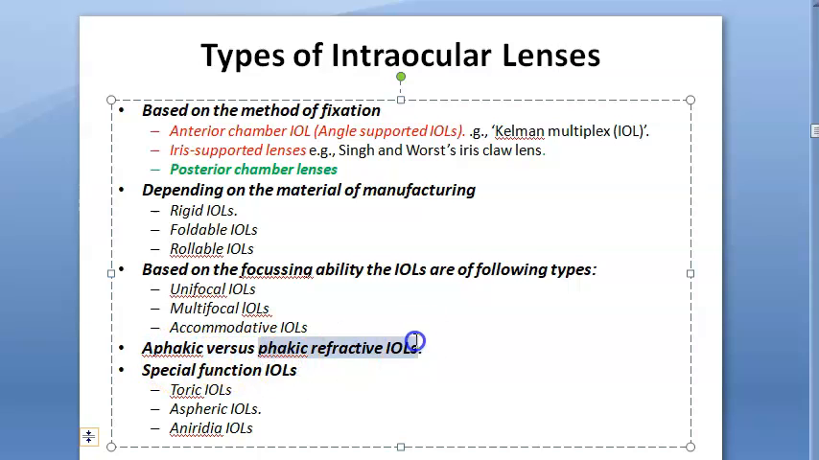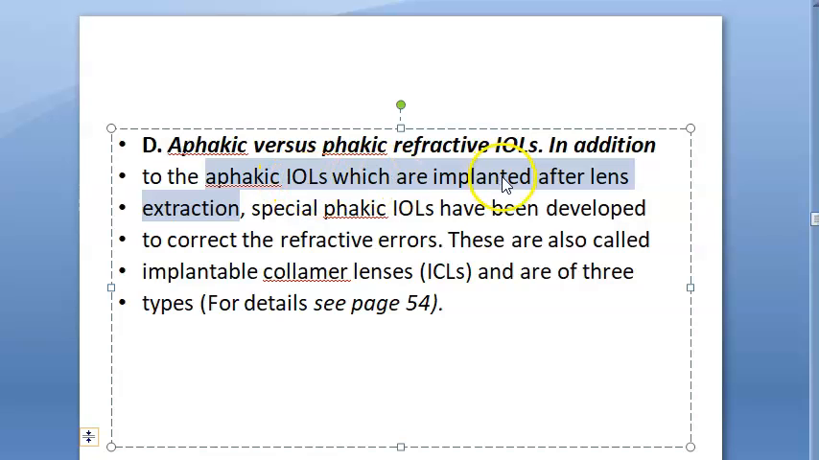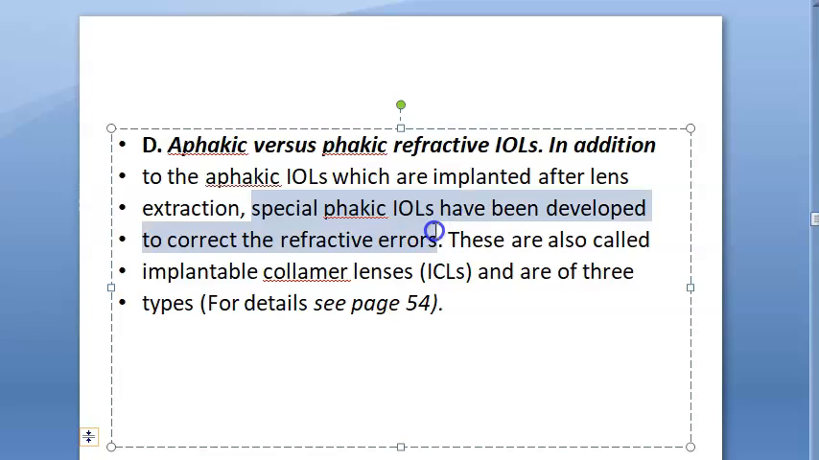Aphakic versus phakic refractive IOLs. What does that mean? Aphakic IOLs means which are implanted when there is no lens, right? But what is special about phakic IOLs? That means the lens is still there and they want to correct the refractive error. So this is called an implantable Kelman lens. Okay, and there are some details.